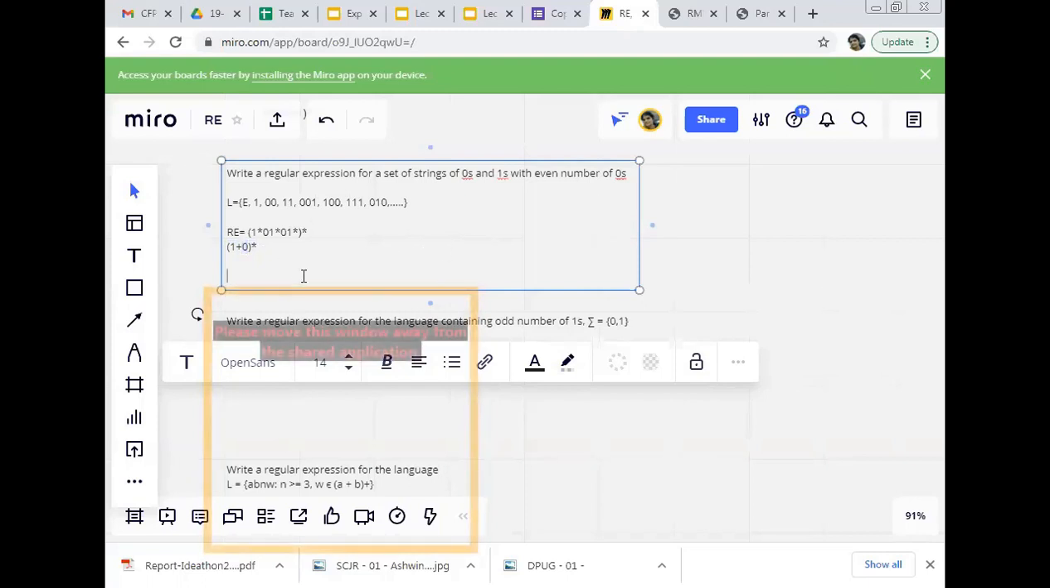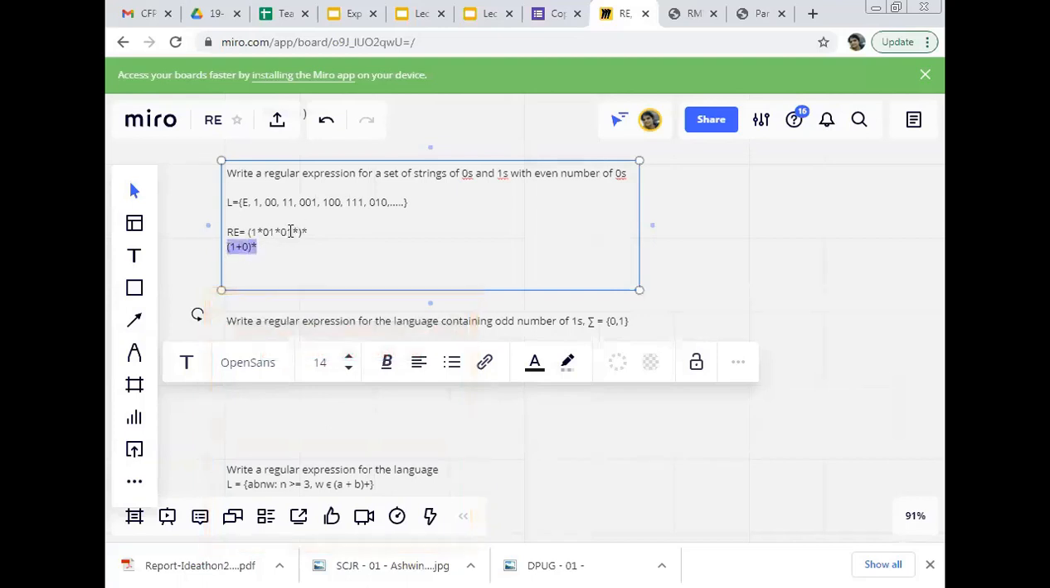Right? And you say (1 or 0) whole star or 0, 0. When you have everything in (1 or 0) whole star, then that 0, 0 is not required at all. Hai na? 0, 0 bhi isme hi generate ho raha hai. And 1 or 0 is any combination. When you apply (1 or 0) whole star, you should be very careful. Where you require any combination of 1 and 0, then only you have to write (1 or 0) whole star.